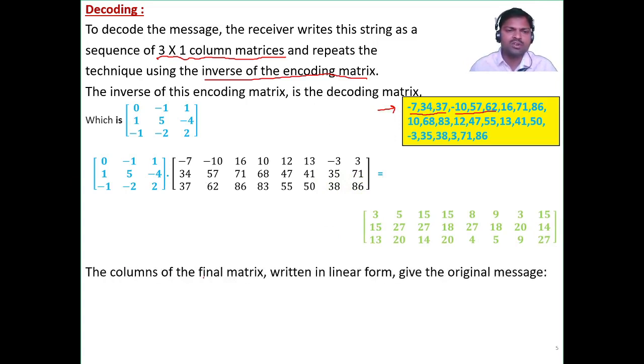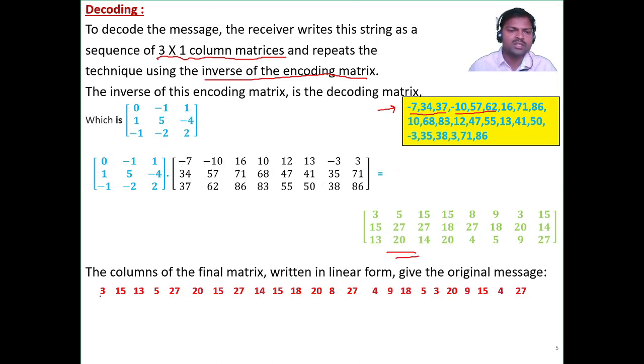The columns of the final matrix written in linear form give the original message. Look at these numbers written in linear form: 3, 15, 13, 5, 27, 20. 3 means C, 15 means O, 13 means M. Likewise you have to decode at the receiver. It gives COME TO NORTH DIRECTION. Look at how beautiful an application it is.